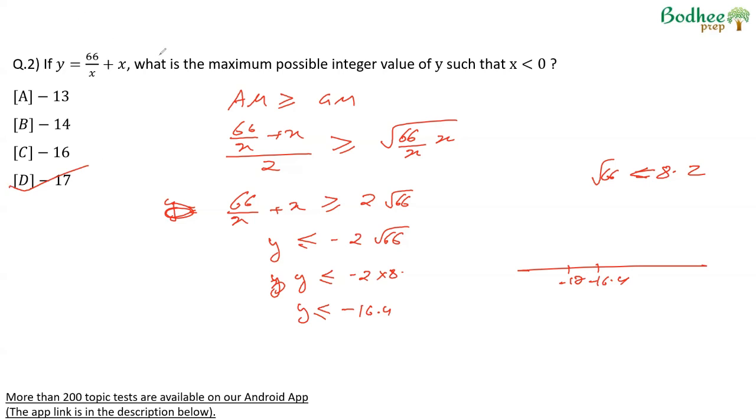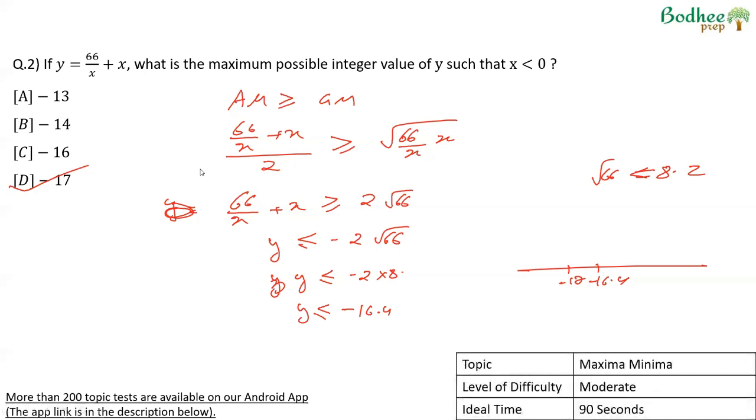These kind of questions are common in CAT nowadays, at least in the last 2-3 years, and therefore about a minute and a half to 2 minutes to solve, moderate level of difficulty.